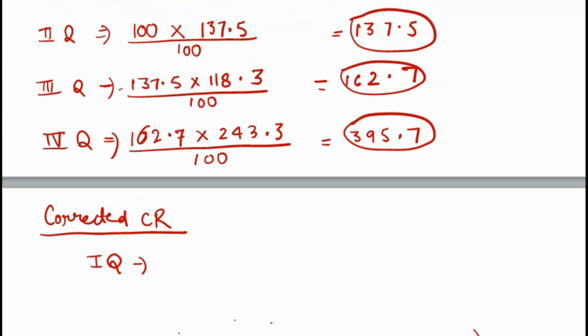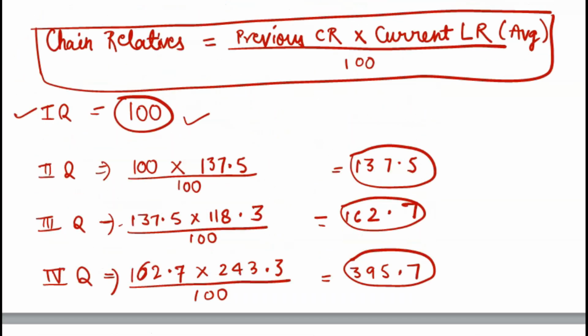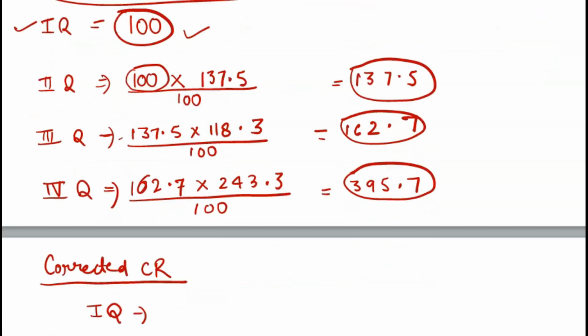How? Because here you can see first quarter is 100. So then in the second quarter also here we have taken 100 because the formula is previous chain relative multiply current link relatives divided by 100. So based on this, the first value was completely wrong and then all the values have gone wrong.